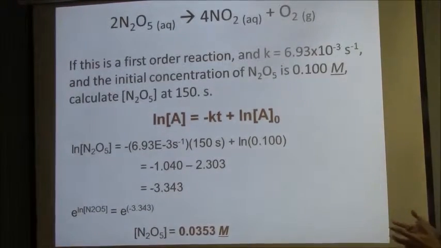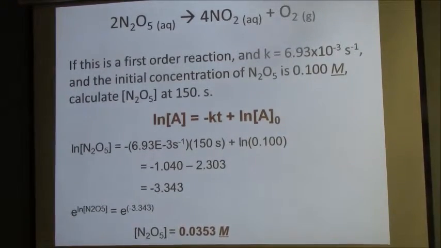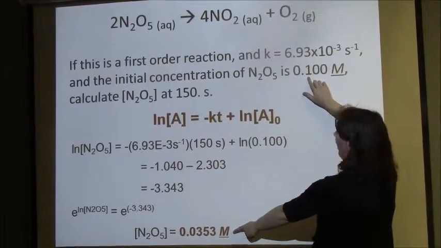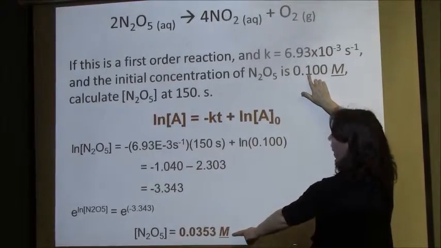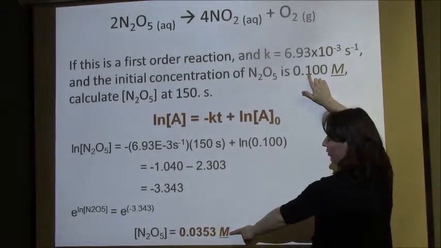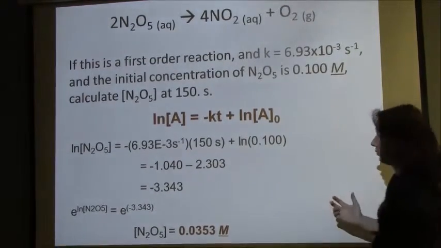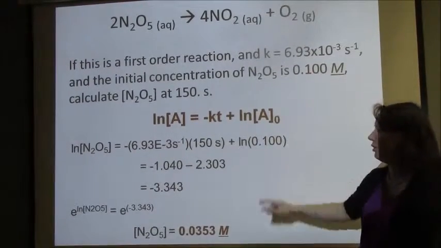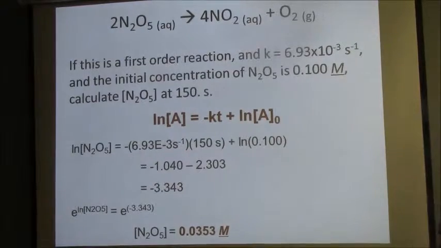And then ask yourself, is my answer reasonable? You would expect the concentration to go down over time, right? And it does, because you started with 0.1, you end with 0.03. So yes, your answer is reasonable. If somehow you get an answer that's higher than what you started at, you know you made a mistake in your math. And that's the end of this sample problem.